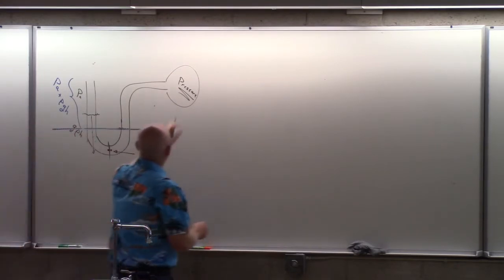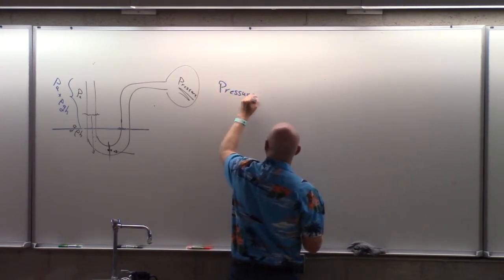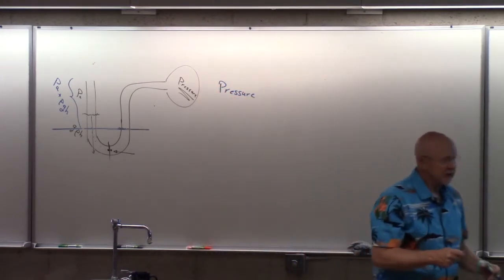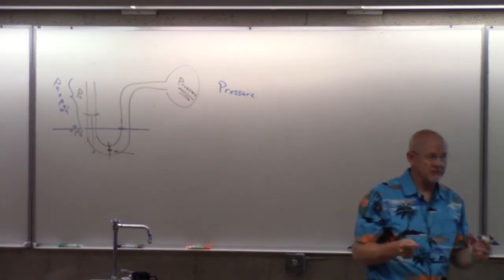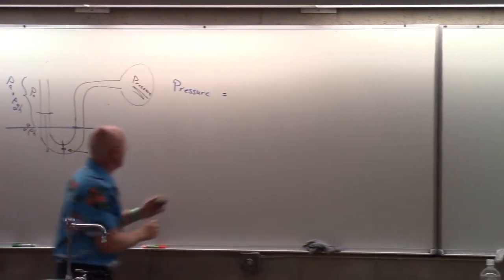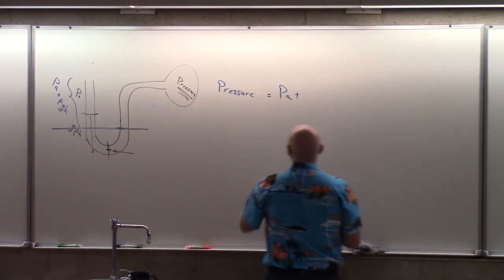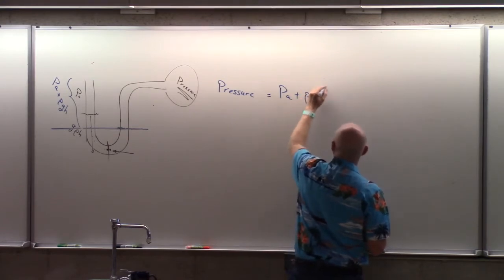And so I would say that the pressure, I guess I shouldn't call it a tube. What was this thing, like a balloon? Little Mickey Mouse balloon or something here? Okay, so the pressure in that Mickey Mouse balloon must be equal to the atmospheric pressure plus this rho g h.